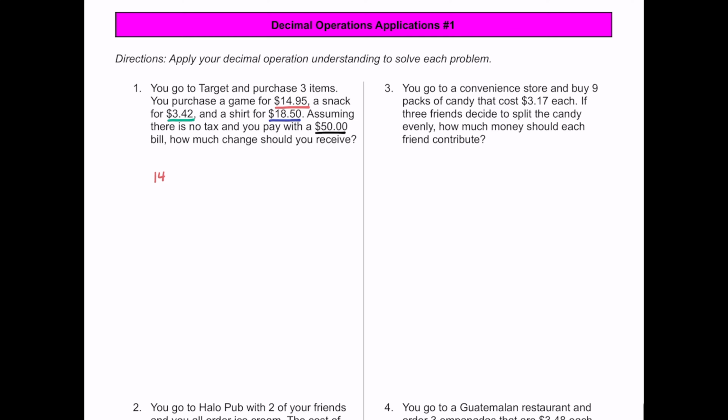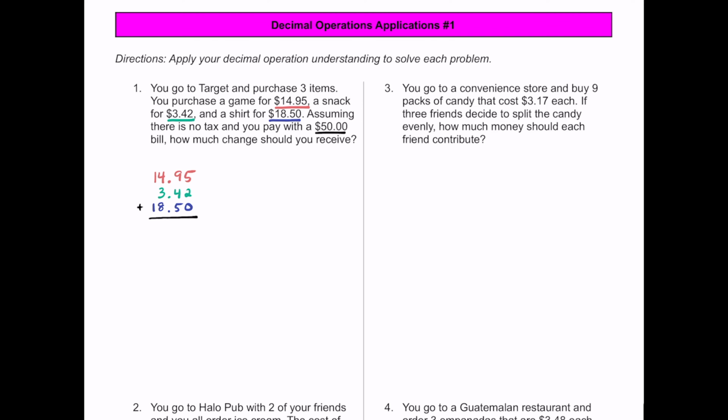So let's go ahead and take this $14.95. This is the cost of the game. Feel free to write the $ or not, that's up to you. We do have to line up the decimals. So let's take this $3.42. I'll put that right underneath and make sure those decimals are lined up. And then we have $18.50. Okay, so we're going to go ahead and add these 3 costs together.